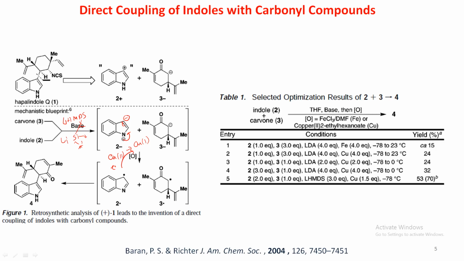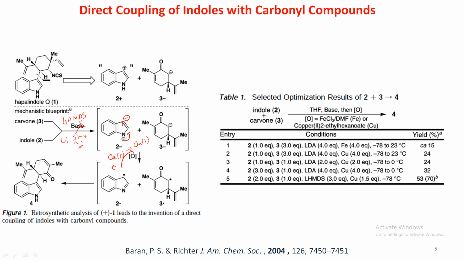So that's where they do the optimization. Here you can see they have tried with LDA base, and with LHMDS, and what oxidant have they used? Copper and iron, Fe. So now after they have tried these five entries, meaning five optimizations they have done.